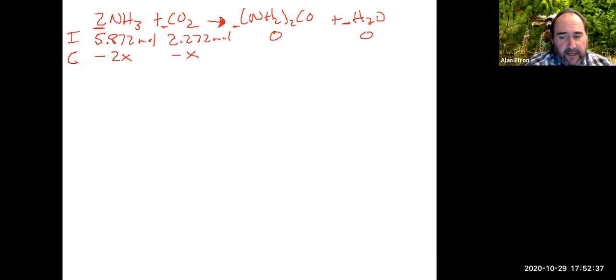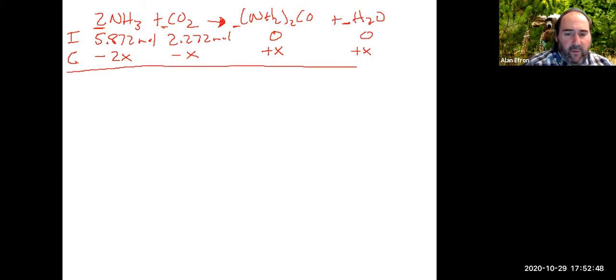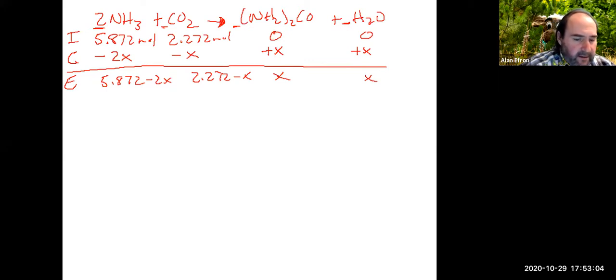Now on our product side, we're assuming that we're gaining products. So we're going to go with a plus x, again, coefficient there is 1, and a plus x on the end there for our water. Bringing everybody down, and again, I'm just going to get rid of the moles part here so I don't have so many words in my numbers. So we're just going to carry everything down. First off, any questions on the ice table, what it looks like, why we got any of those numbers?